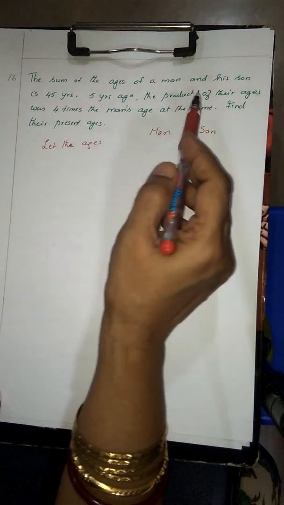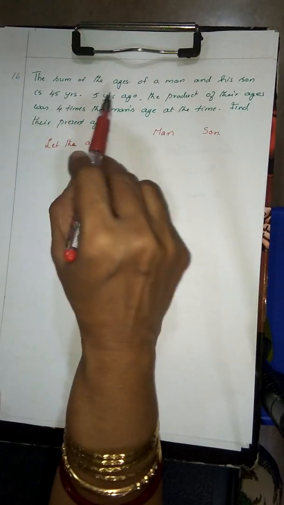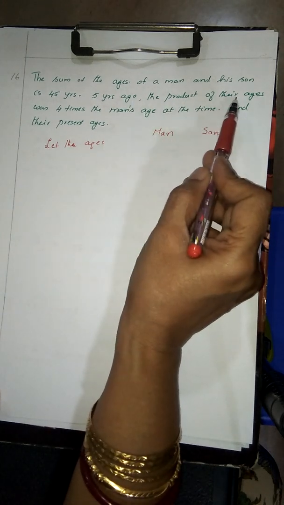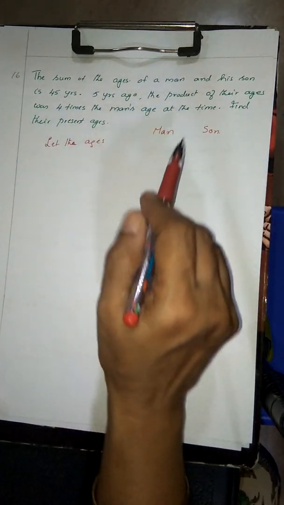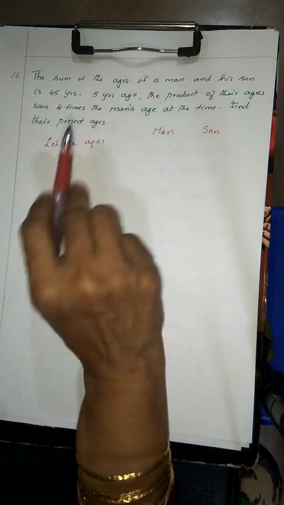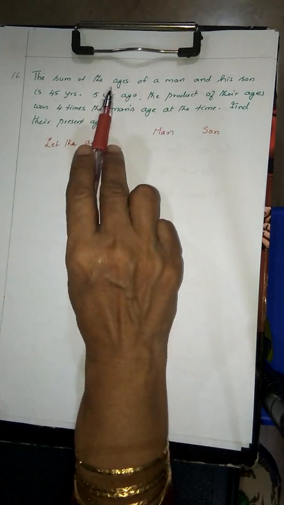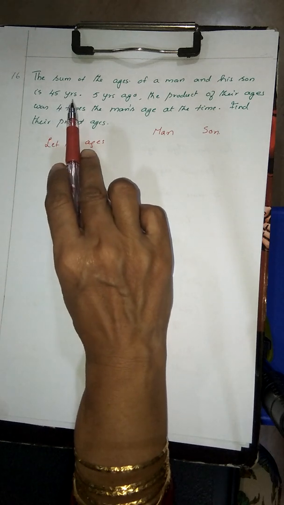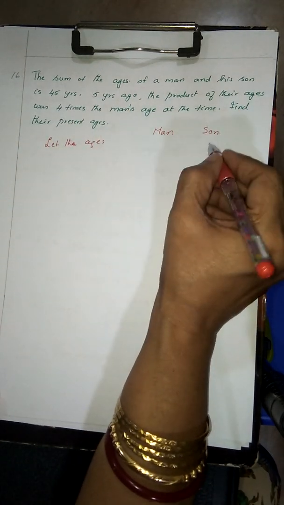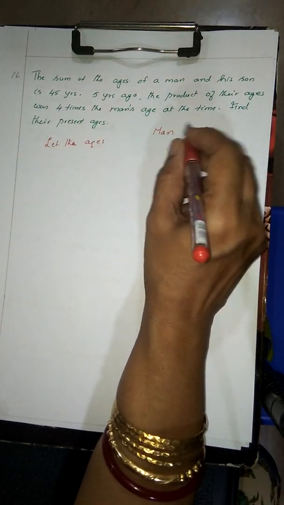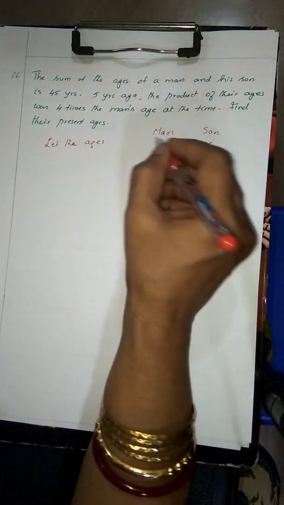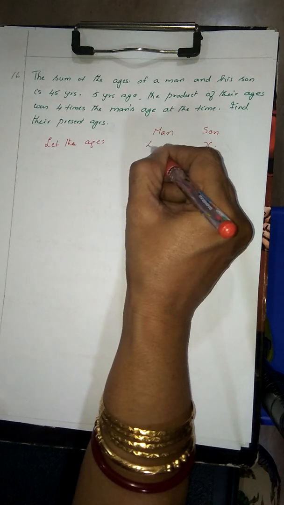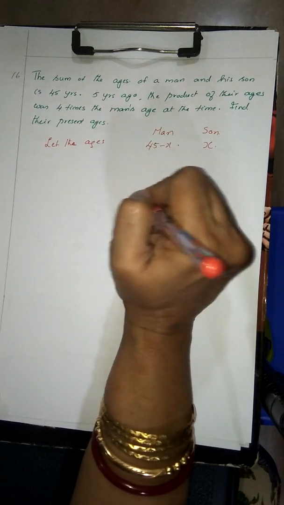The sum of the ages of a man and his son is 45 years. 5 years ago, the product of their ages was 4 times the man's age at that time. Find their present ages. So let's assume the age of the son is x. Both together it is 45, so the man is 45 minus x.